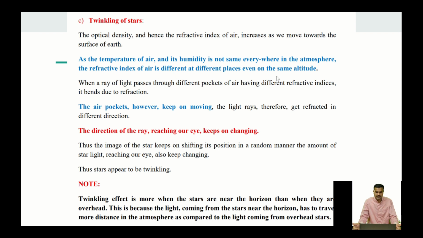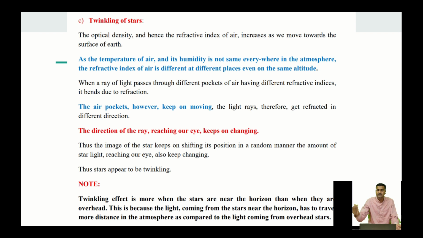Now what happens here? As the temperature of air and humidity is not the same everywhere in the atmosphere, the refractive index of air is different at different places, even at the same altitude. When a ray of light passes through different pockets of air having different refractive indices, it bends due to refraction. Why does the medium change? Because temperature is not uniform. As the refractive index changes, definitely light bends and refraction takes place.